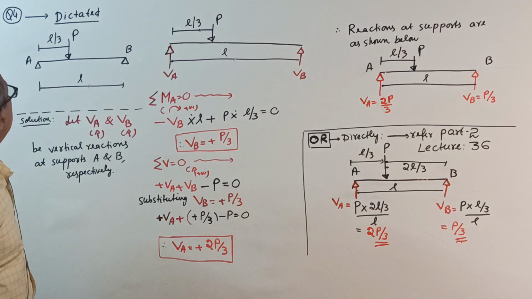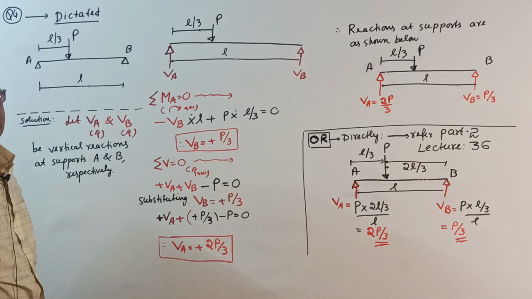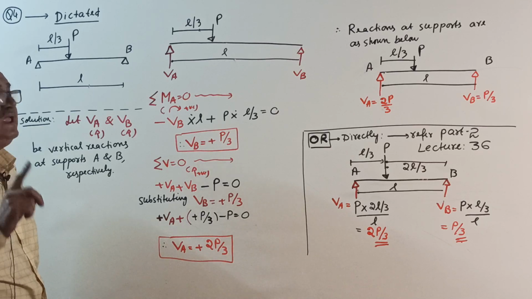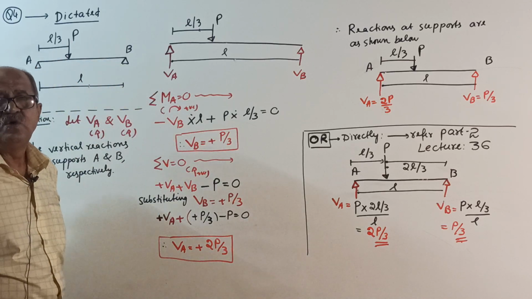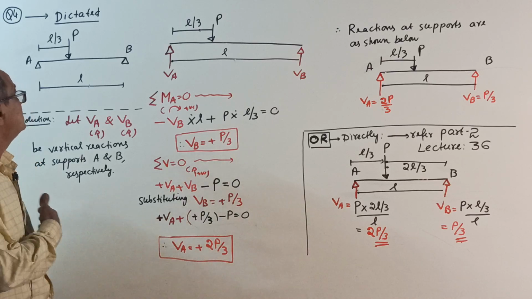A simply supported beam of span L is subjected to a concentrated load P at L by 3 from left end. Find vertical reactions at the support. It's a question. Okay, start.